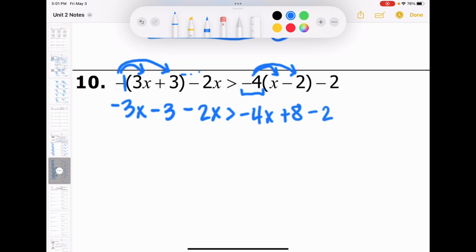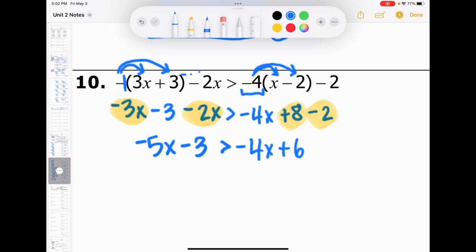Now I need to combine like terms on both sides before I start moving stuff around. So on the left, I have -3x and -2x, which are like terms. So if I combine those, I get -5x. Then I'm going to bring down that -3. And then on the right side, I have +8 and -2, which are like terms. And if I combine those, I get a +6.